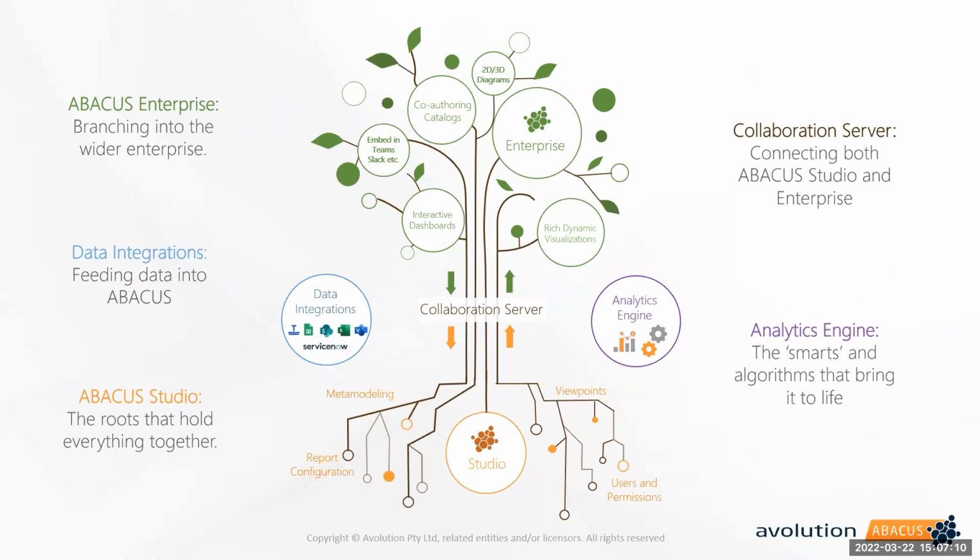So ABACUS itself is split into two different products, and they both go hand in hand with each other. We have what we call ABACUS Studio and ABACUS Enterprise. ABACUS Studio is almost like the back-end configuring part of the tool. It's where we effectively do all the heavy lifting, any of the integrations to other tools that we want to set up. It's where we have some cutting-edge analytics running behind the scenes, whether that's across both AI and machine learning. And it's also, of course, where we manage the administration within the tool itself.